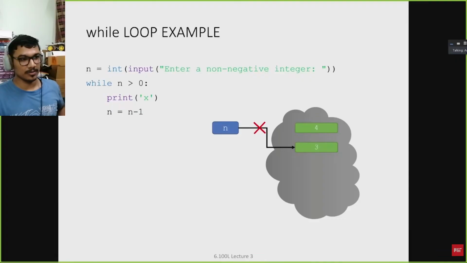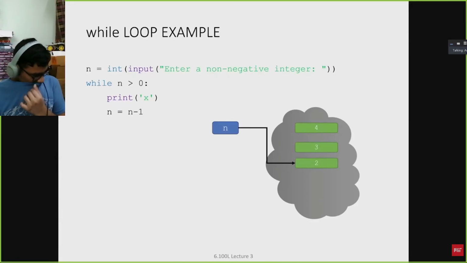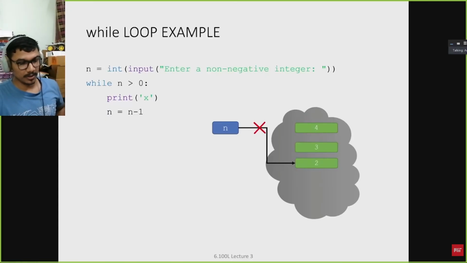So again, we're going to lose the binding. Sorry, we're printing x to the screen first. And then we lose the binding from the current value of n, 3, to 2. Okay? So we're decrementing n by 1 each time through this while loop. Okay? Then, again, Python checks the condition.